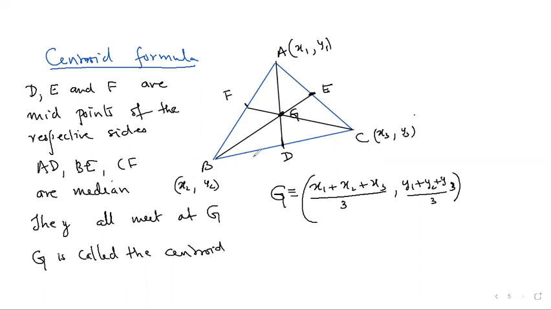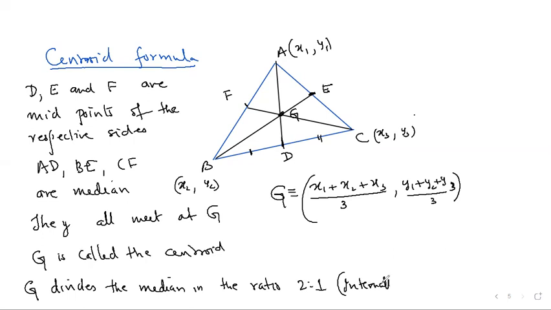Finished? And one more thing, the centroid G divides the median in the ratio 2:1 internally. That means AG upon GD is 2/1.